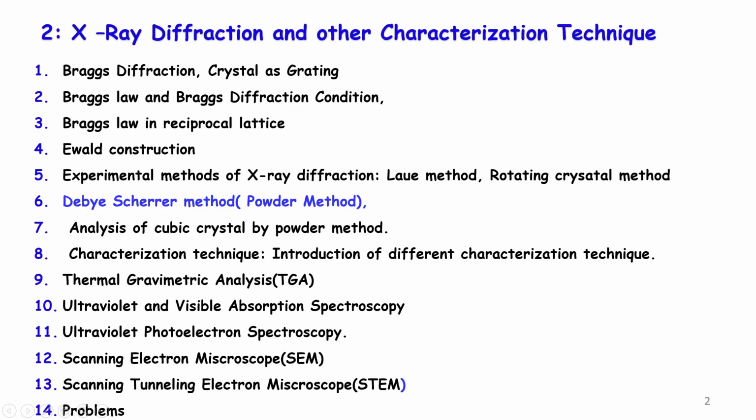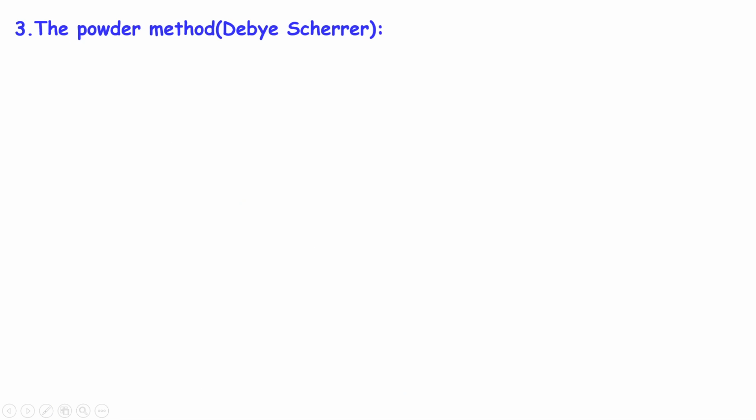Dear students, in this lecture we are going to discuss the sixth unit of the second chapter, Debye method. It is also known as the powder method. Now here we are going to see in detail about the powder method.